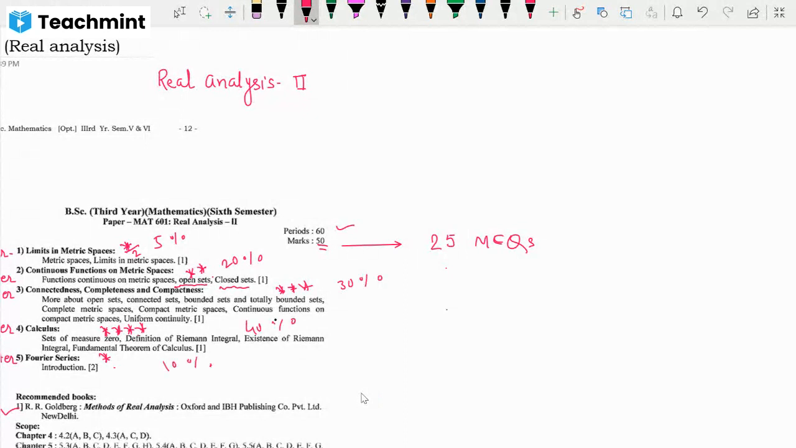Approximately, it will be like this. It may be 10% or 5%, that depends on this. So this is just the weightage of the chapters: which chapter is important and which is less important. You can observe that the fourth chapter is most important, that is Riemann integration. Afterwards we'll see it. So we'll continue with the second chapter.